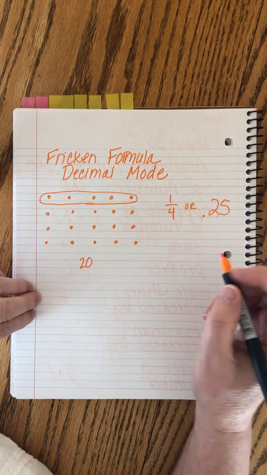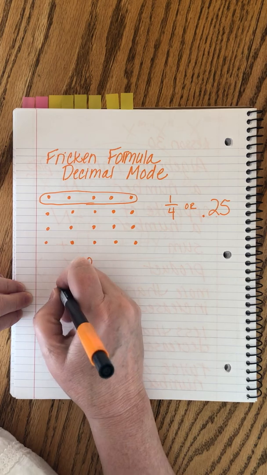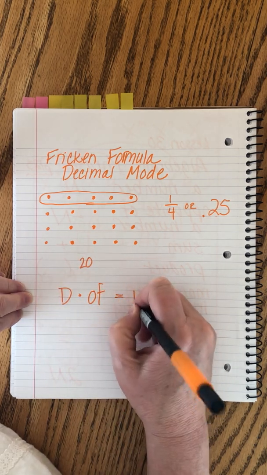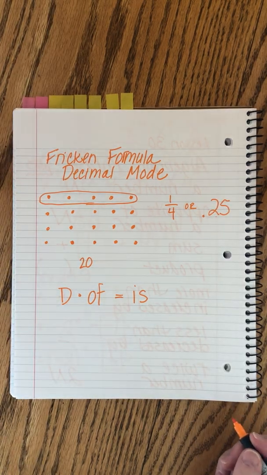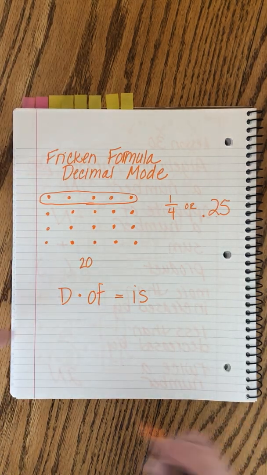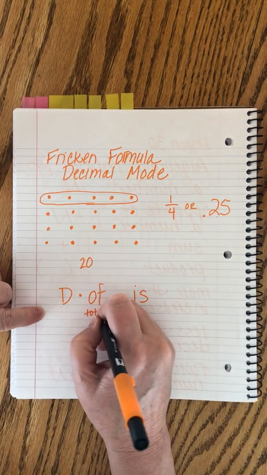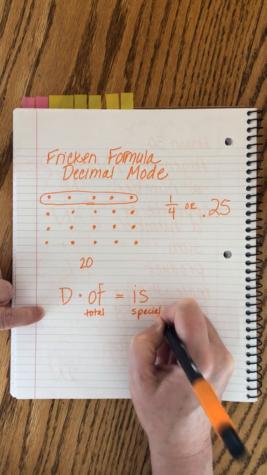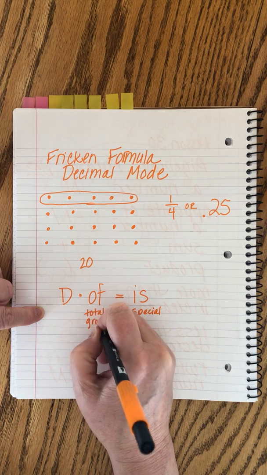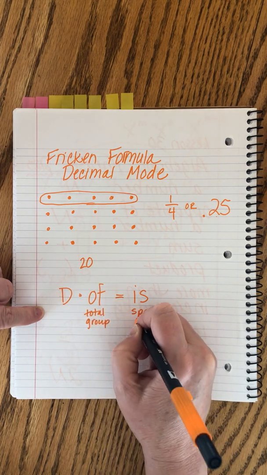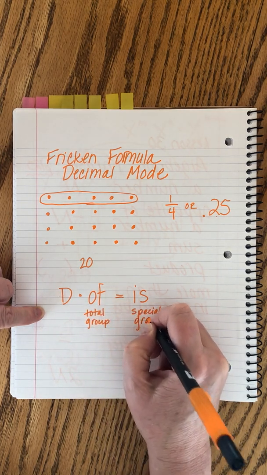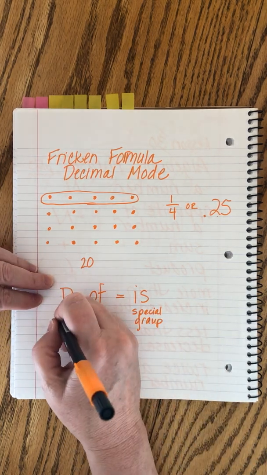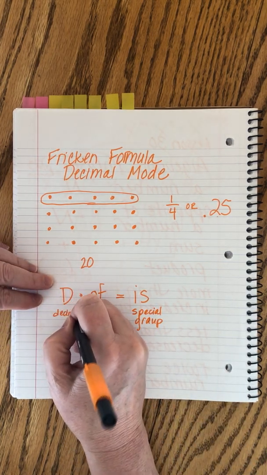We adjust the frickin' formula to say D times of equals is. Again, of represents the total group, is represents the special group. This is all the same as the fraction form. The only thing that's different is our lead number is a decimal instead of a fraction.